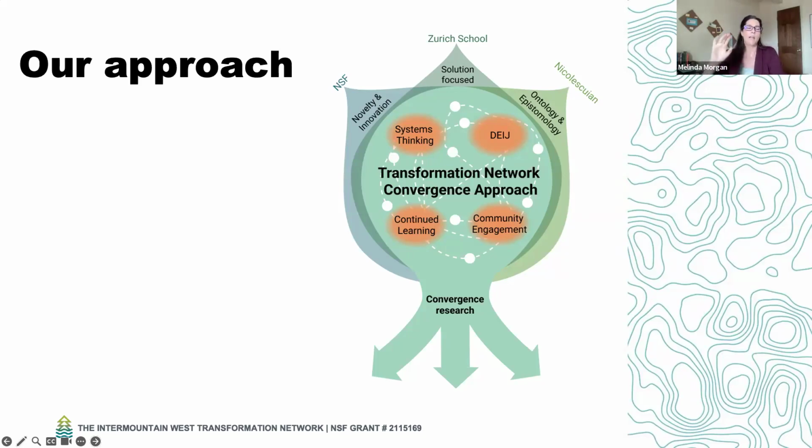And we're now going to be turning to other members of the authorship team to talk about each of these elements and how we pull from these different elements to operationalize actually producing convergent research. So we're going to be talking about systems thinking, diversity, equity, inclusion, and justice, community engagement, and continued learning.